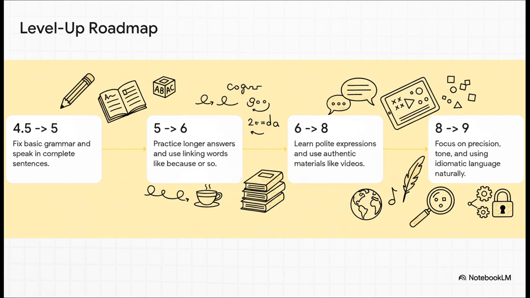To get from a 4.5 to a 5, just focus on the basics. Fix your grammar, speak in complete sentences. To get to a 6, start giving longer answers and use connecting words like because and however. To make that big jump to an 8, it's time to dive into real-world materials like videos and podcasts and really work on those polite, natural expressions. And to get to the very top, you're fine-tuning the details, precision, tone, and using idioms like a native speaker.